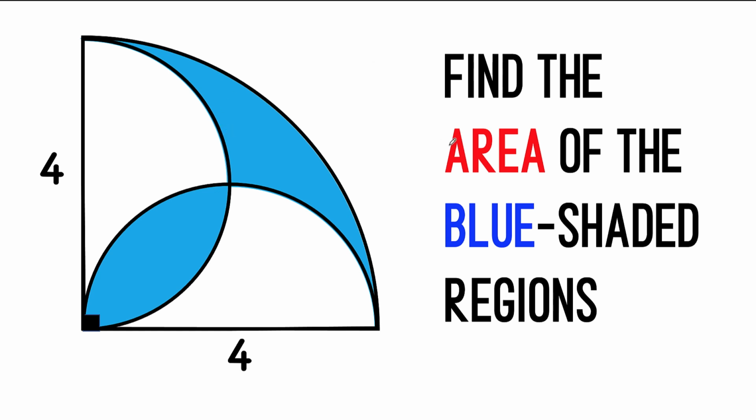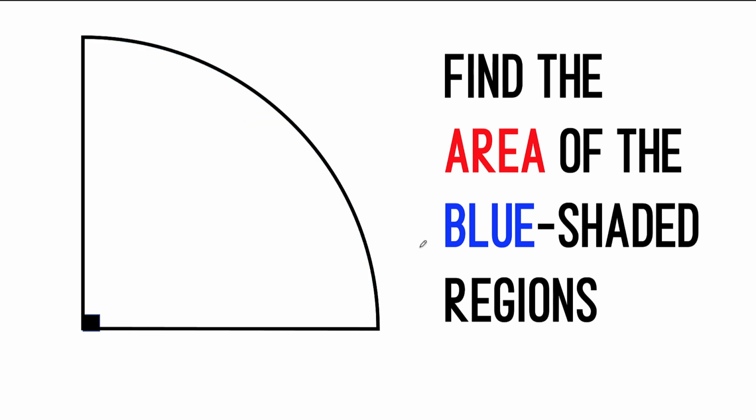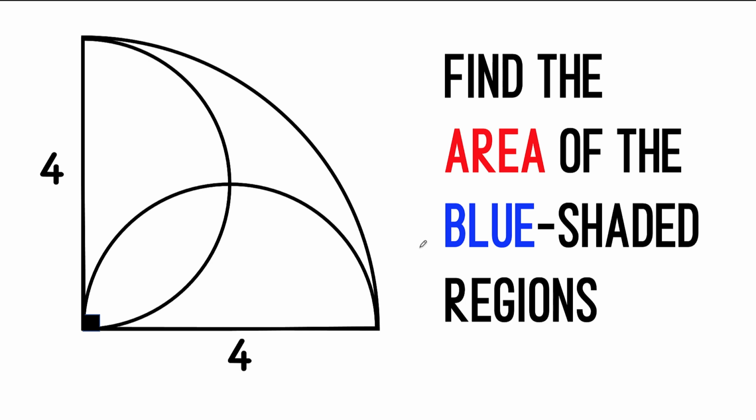Given this figure, find the area of the blue shaded regions. Let's begin by looking at its basic components. We have a quarter circle here with a radius of 4 units. Then, we construct these two semicircles with a diameter equal to the radius of the quarter circle. So the radius of these two semicircles are both equal to 2 units.